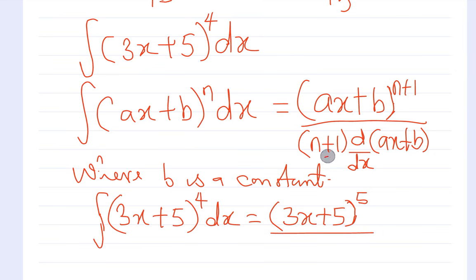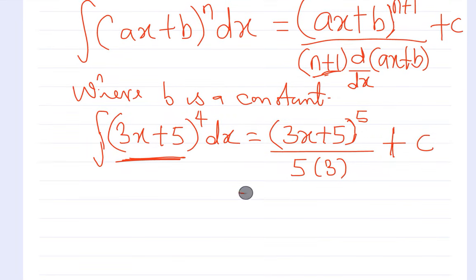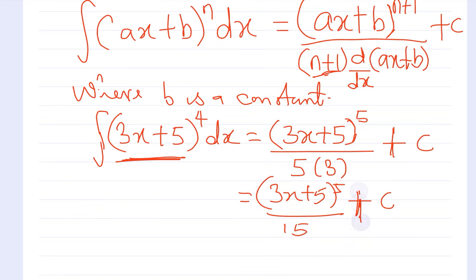Over the 4 plus 1 that we have, that's 5. Then for dx, that means differentiate this value alone. So if you differentiate this, what will you get? 3. Are you seeing that? Then plus c. So that means the answer for this question now is 3x plus 5 raised to power 5 over 15 plus c. I think that is the short method.